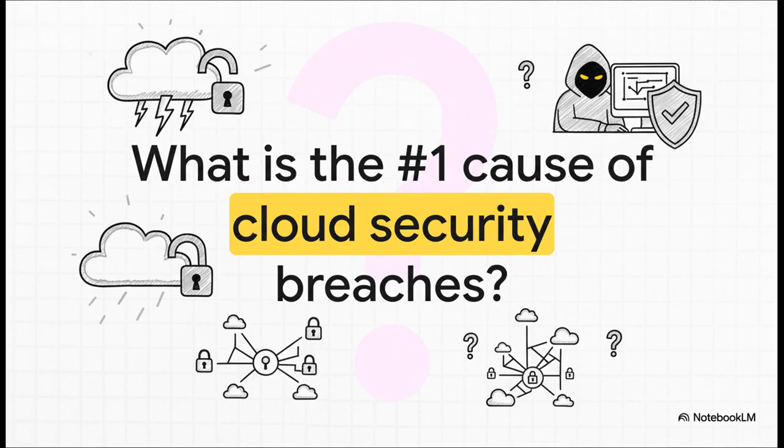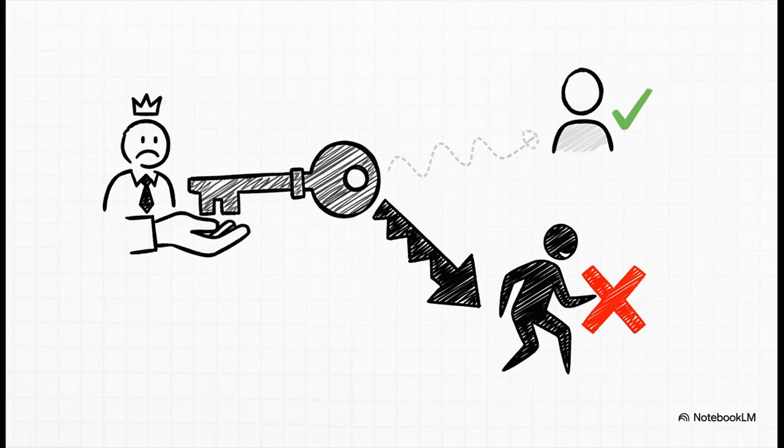So let's just kick things off with a really important question. When you see those scary headlines about big data breaches in the cloud, what's the first thing you think of? Super sophisticated hackers in hoodies? Some kind of crazy, complex exploit? Well, the real answer is probably a lot simpler than you think. Yep, that's it. The number one cause, time and time again, is just simple mistakes in permissions, giving the wrong person or the wrong application too much access.